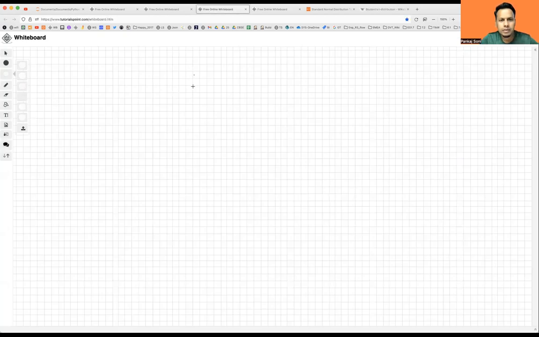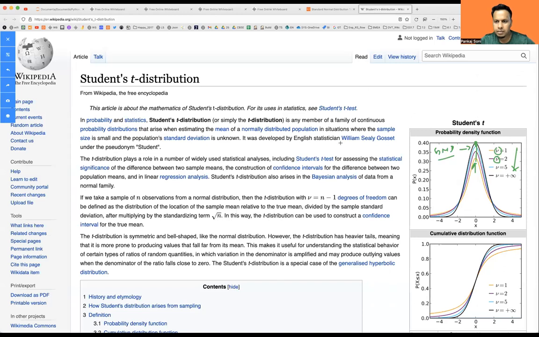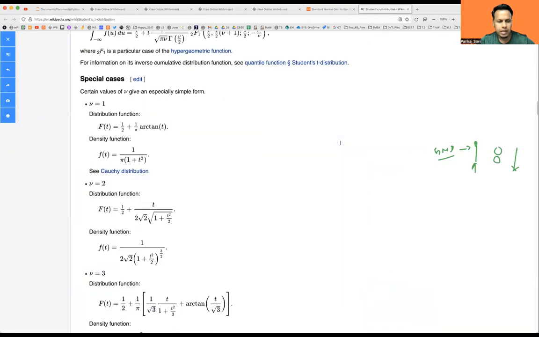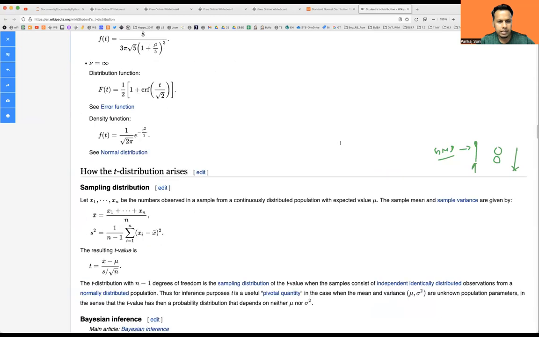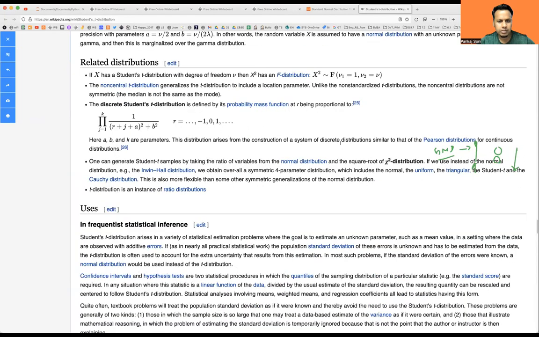In this case, what the student t suggests is, if you know the degree of freedom, that is nothing but n, you can calculate by using t n minus 1. This is the formula for the student t distribution. If you see here, there is one table called the t distribution table, where you should know the degree of freedom, and based on that you can calculate your confidence interval, percentage wise.